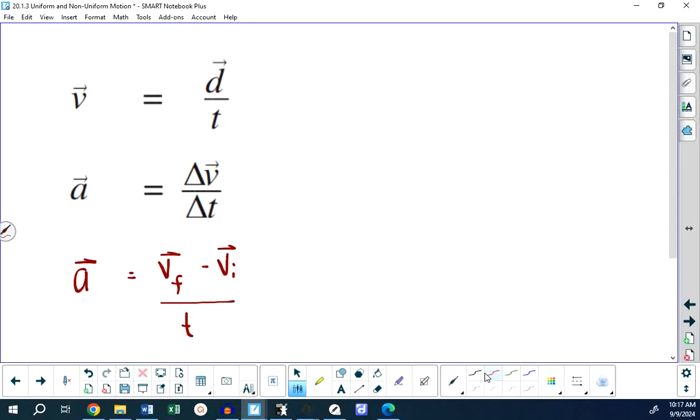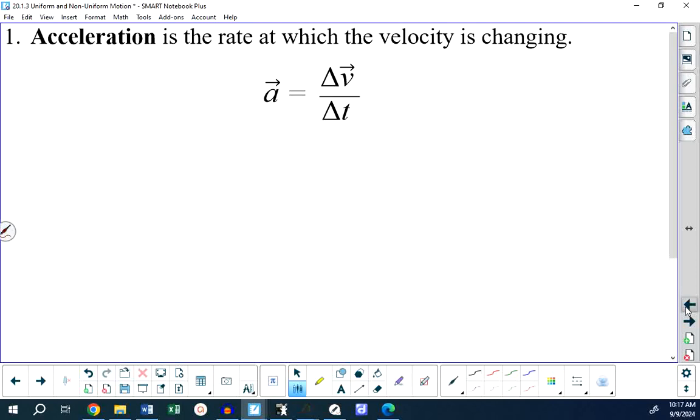Now again, in your notes, it appears as the formula above it. In your notes, and I'll just keep that frozen on the other screen if you need to look at it for another minute. In your notes, it appears this way. Okay? And I just want you to know that delta v means final velocity minus initial velocity.